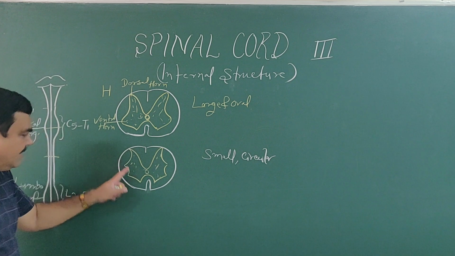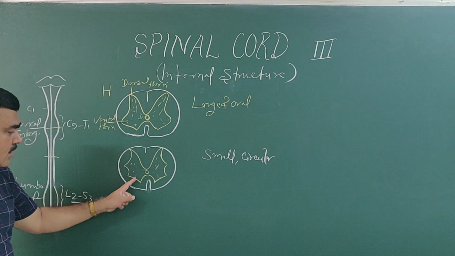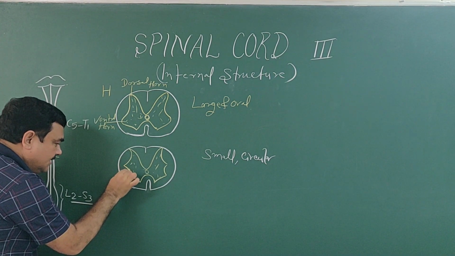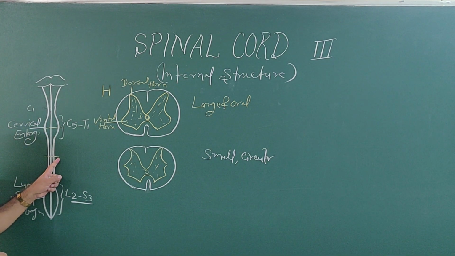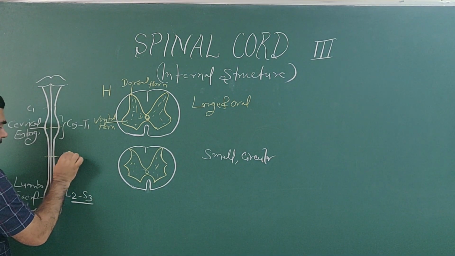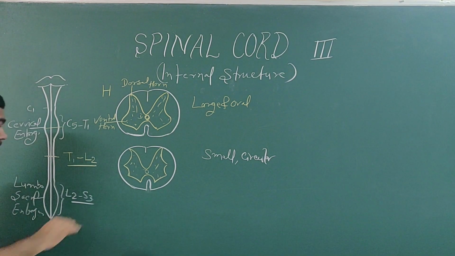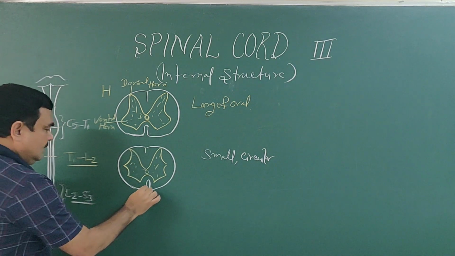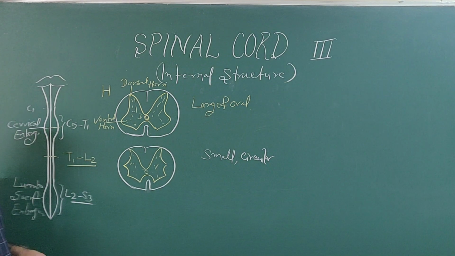Here you can see this gray matter has a ventral horn, a dorsal horn, and here is one lateral horn. This is the lateral horn. So in the thoracolumbar region, that means from T1 to L2 segment, this lateral horn is present.